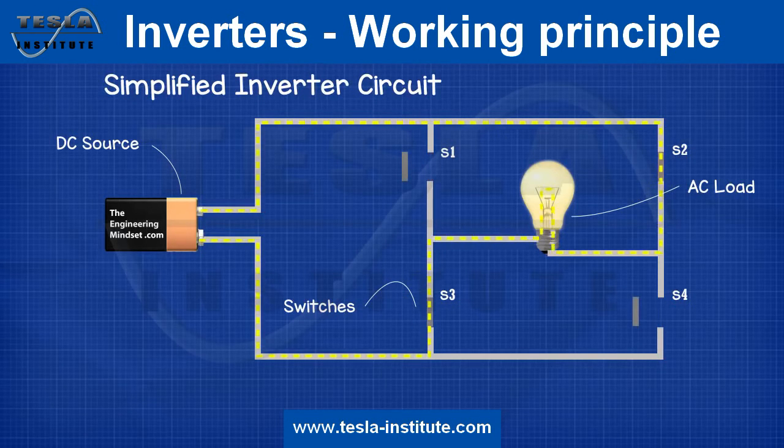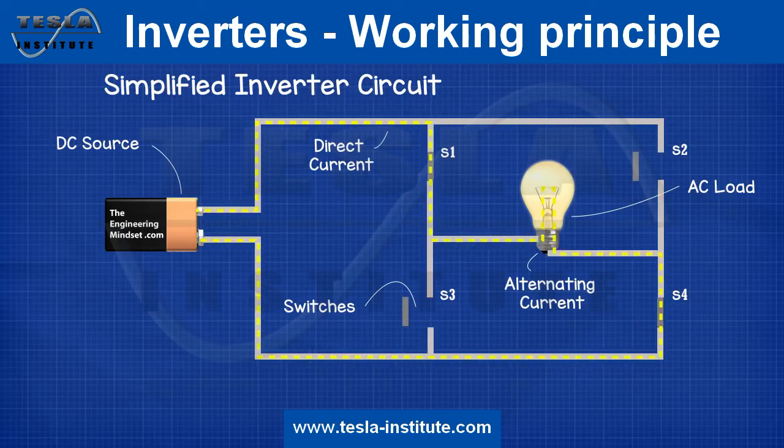If we leave switches 2 and 3 closed and then open switches 1 and 4, this will cause the current to flow through the right hand side of the lamp. If we then close switches 1 and 4 and open switches 2 and 3, this will force the current to flow through the left hand side of the lamp. So you can see that there is a direct current source, but the lamp experiences an alternating current.